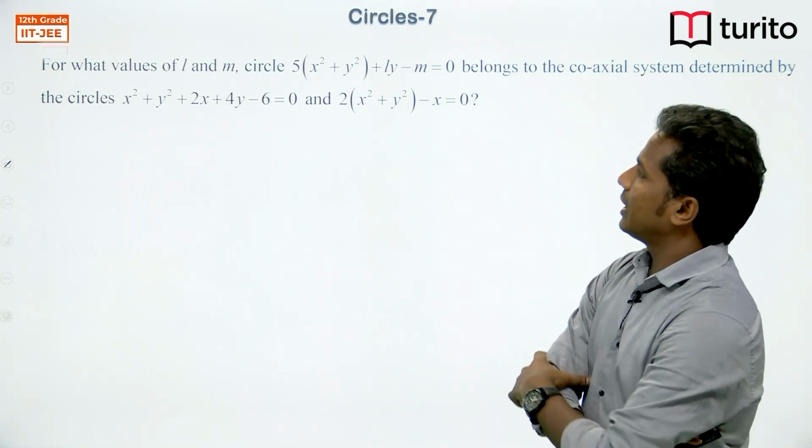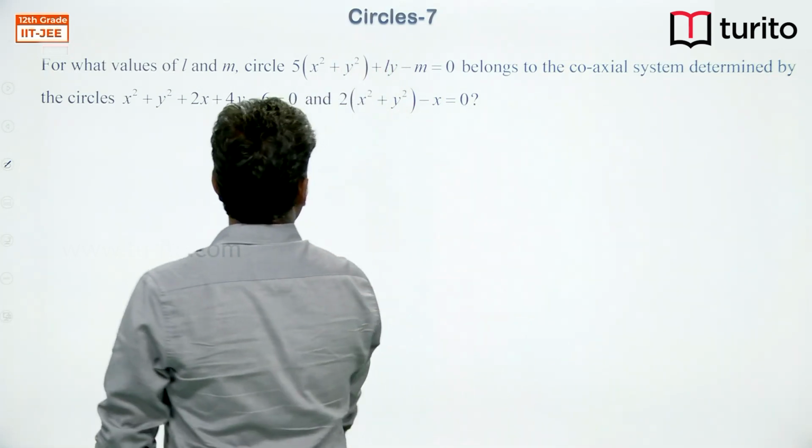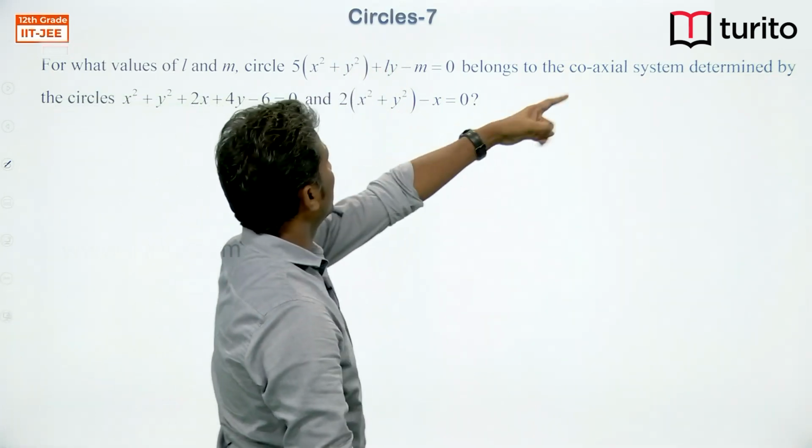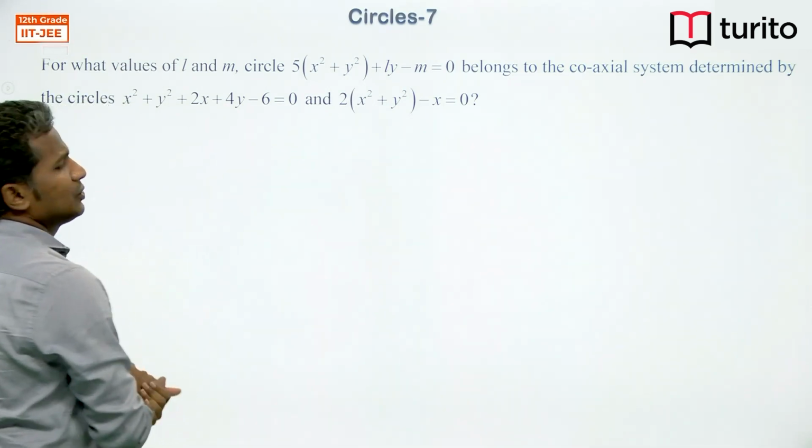For what values of L and M does this family of circles belong to the coaxial system determined by these? So how do we approach this?